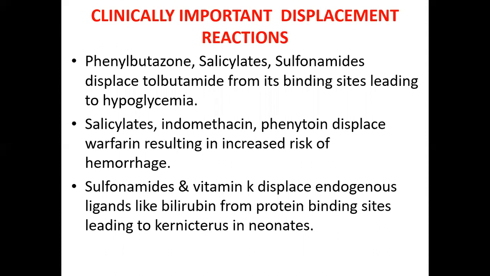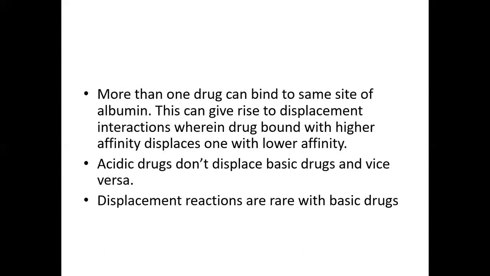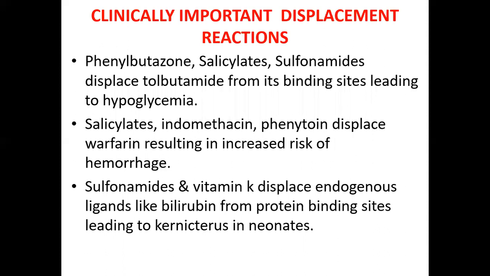Phenylbutazone, salicylates, sulfonamides displace tolbutamide from its binding sites, leading to hypoglycemia. So when more than one drug can bind to the same site of albumin, this can give rise to displacement interactions, wherein the drug bound with higher affinity displaces one with lower affinity. An example for this: phenylbutazone, salicylates and sulfonamides displace tolbutamide from its binding site, leading to hypoglycemia. Tolbutamide being an oral hypoglycemic agent, it causes hypoglycemia.